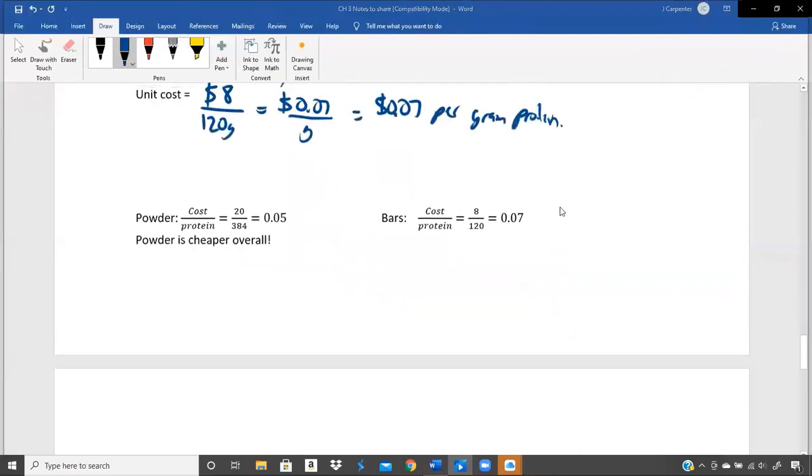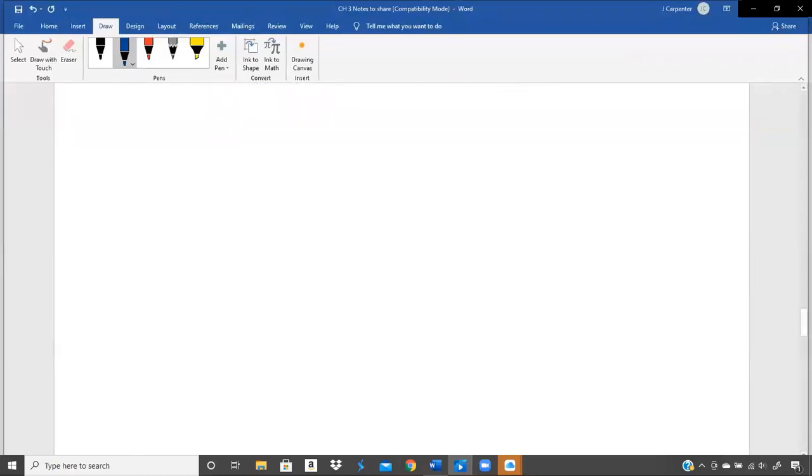We are not ready for 3.4. Not even close. That's too far. We're going to go back to the guided activities.